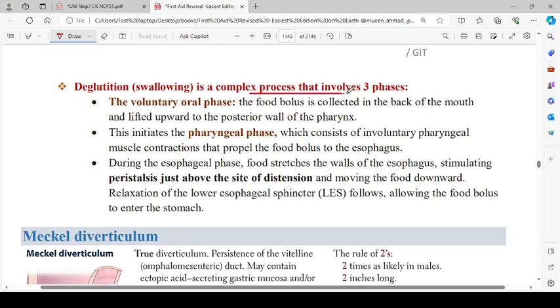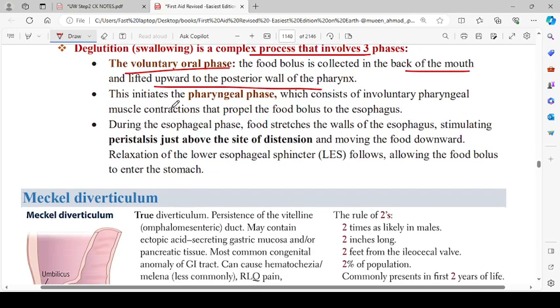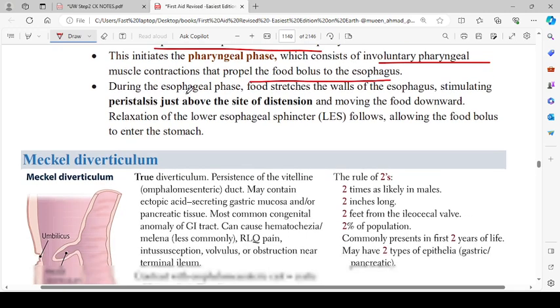Deglutition, or swallowing, is a complex process that involves three phases. In the voluntary oral phase, the food bolus is collected in the back of the mouth and lifted upwards to the posterior wall of the pharynx. This initiates the pharyngeal phase, which consists of involuntary pharyngeal muscle contraction that propels the food bolus to the esophagus. During the esophageal phase, food stretches the wall of the esophagus, stimulating peristalsis just above the site of distension and moving the food downward. Relaxation of the lower esophageal sphincter follows, allowing the food bolus to enter the stomach.